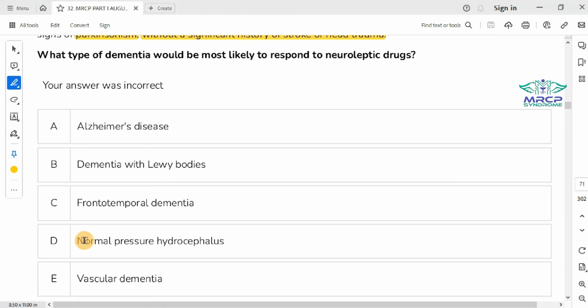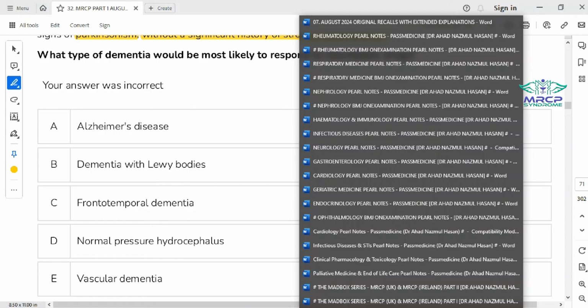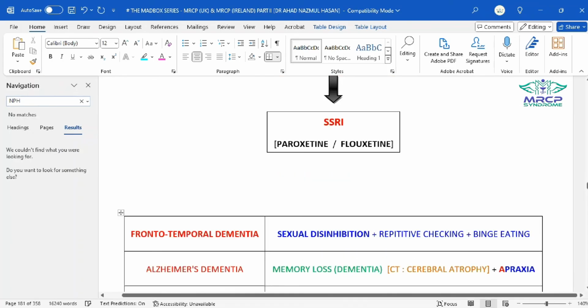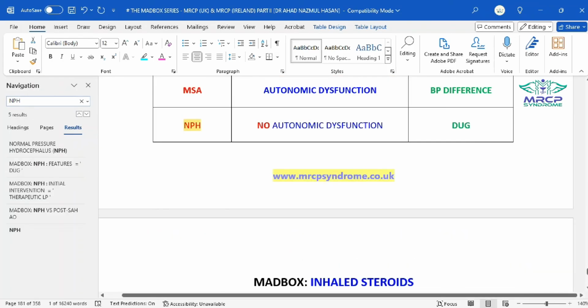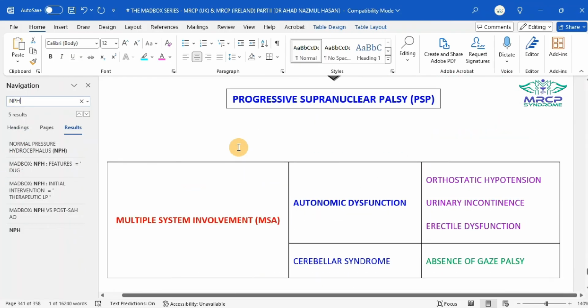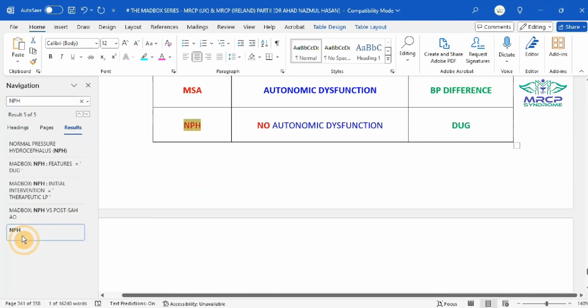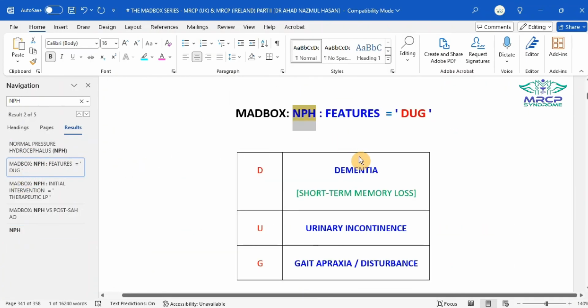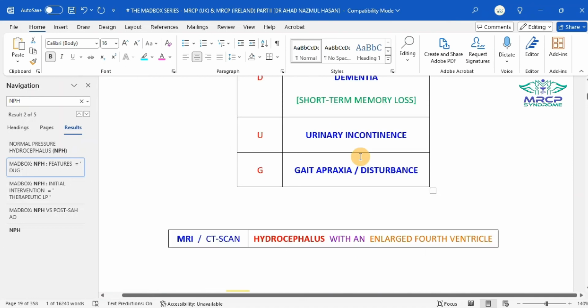And what should be the triad of NPH, normal pressure hydrocephalus? The triad of NPH: dementia, urinary incontinence, gait apraxia or gait disturbance. Remember it as DUG.